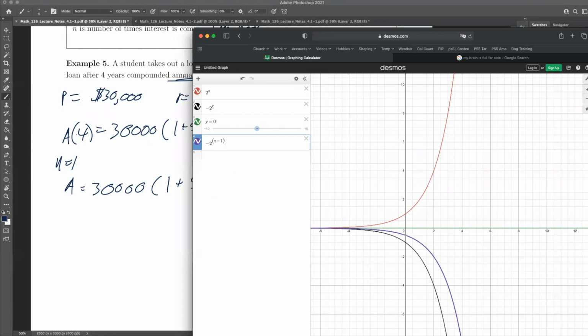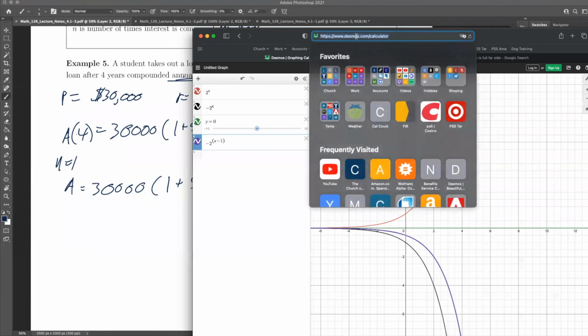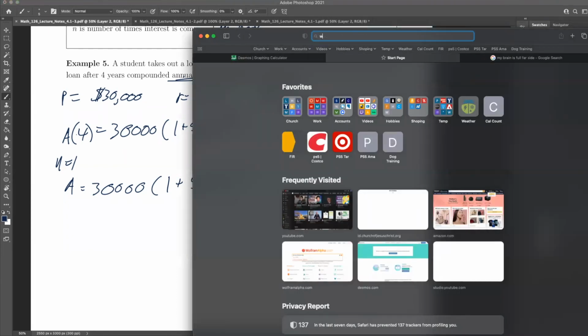Hello. I've lost my mouse. It's on the other screen. I want this open. Let's just Wolfram.